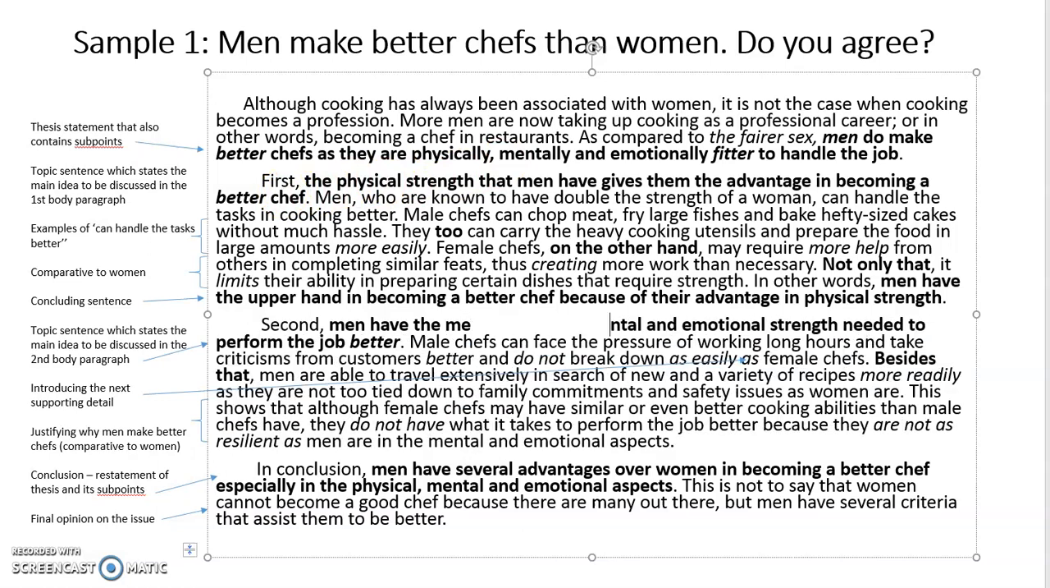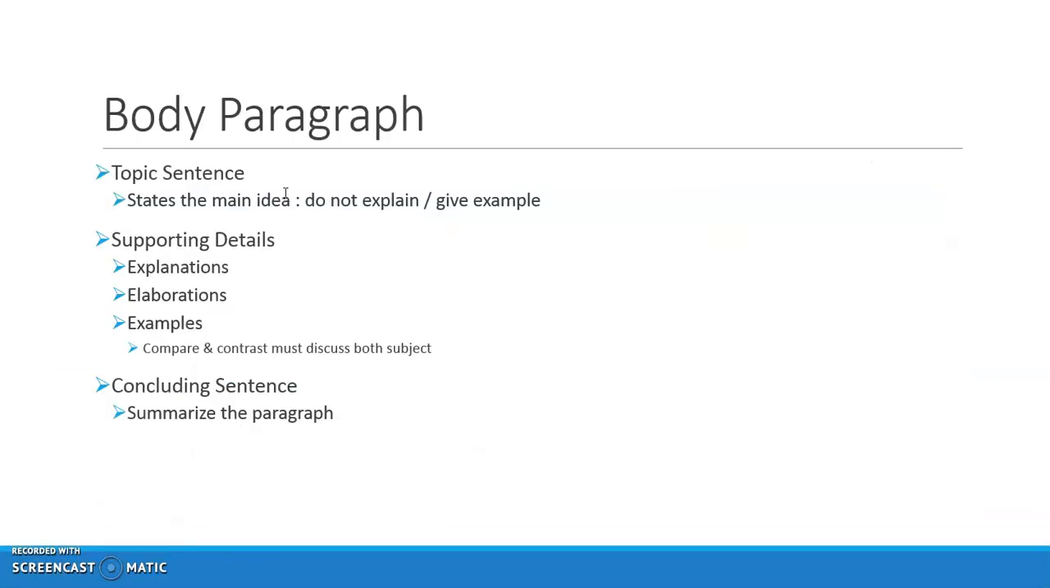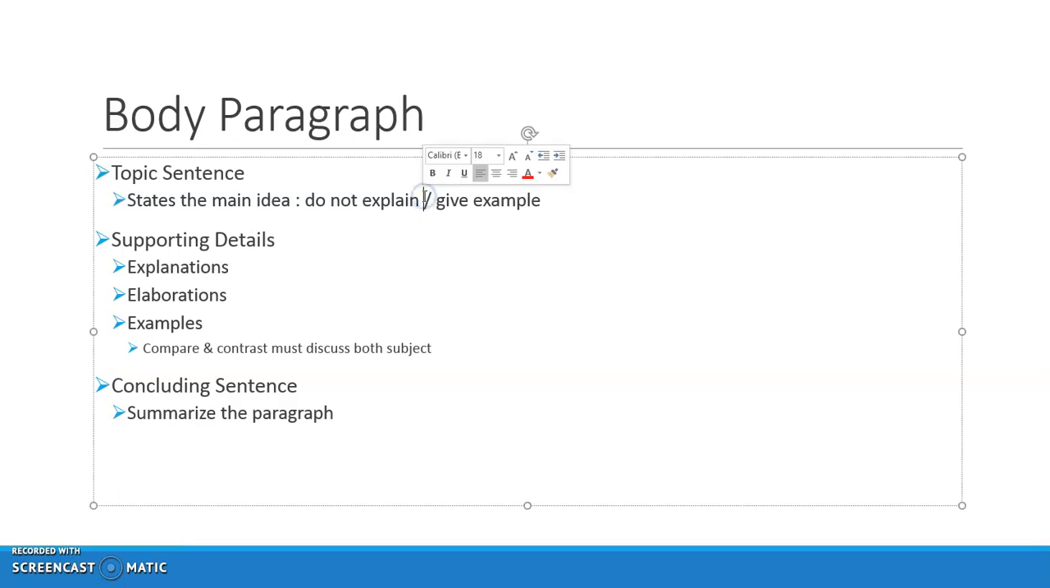So what you should not do is, you should not explain, or you should not give example. You should not explain or give examples yet in the topic sentence. So after the topic sentence, you will continue with the second important thing that you need to have in a body paragraph, which is the supporting details.